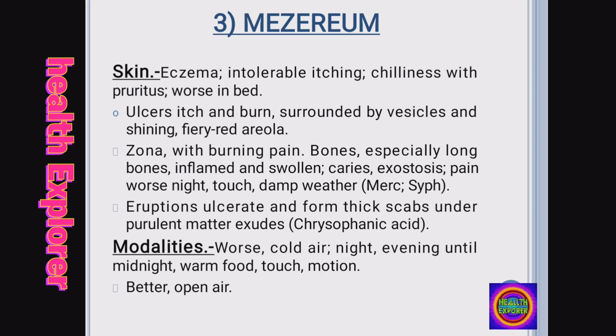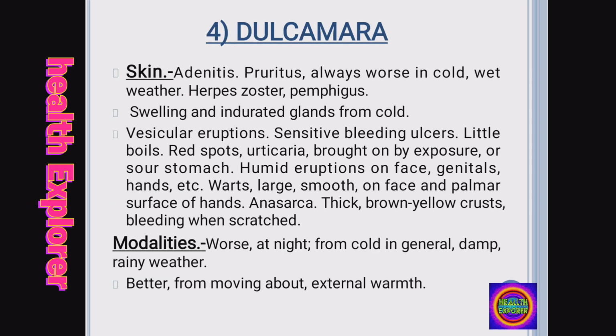Mezereum. Skin. Eczema, intolerable itching, chilliness with pruritus, worse in bed. Ulcers itch and burn, surrounded by vesicles and shining, fiery red areola. Zona, with burning pain. Bones, especially long bones, inflamed and swollen, caries, exostosis, pain worse night, touch, damp weather. Eruptions ulcerate and form thick scabs under which purulent matter exudes. Chrysophanic acid. Modalities. Worse, cold air, night, evening until midnight, warm food, touch, motion. Better, open air.